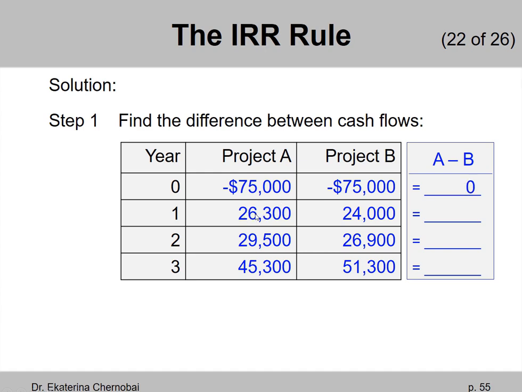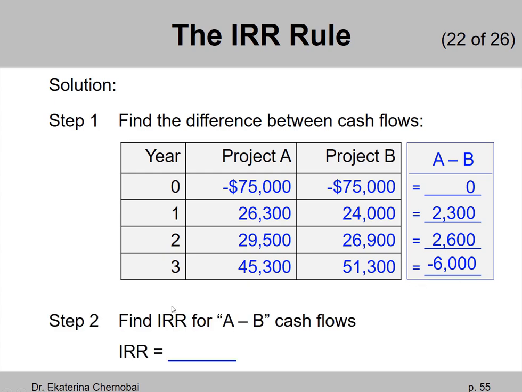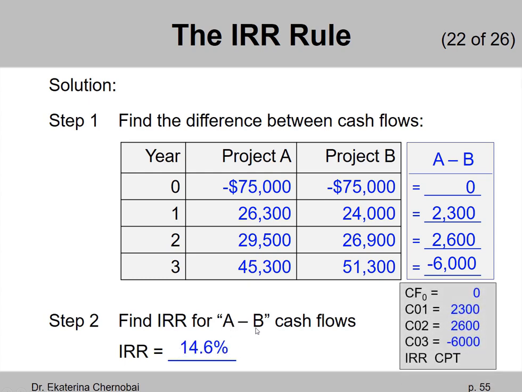For year 1, we have $26,300 minus $24,000, which gives $2,300. For year 2, you get $2,600, and for year 3, you get negative $6,000. The second step is to take these resulting differences in cash flows, use them in the cash flow keys in the financial calculator, and compute the internal rate of return. When you do that, you get 14.6%.